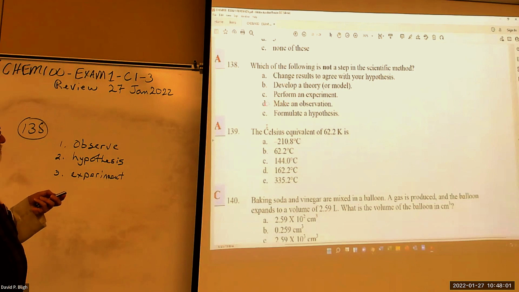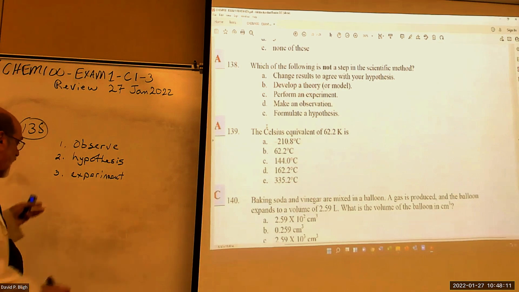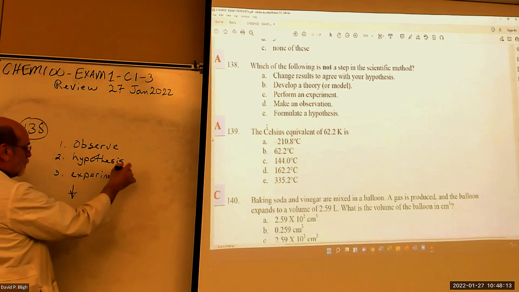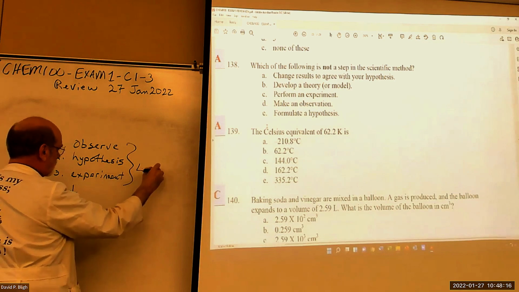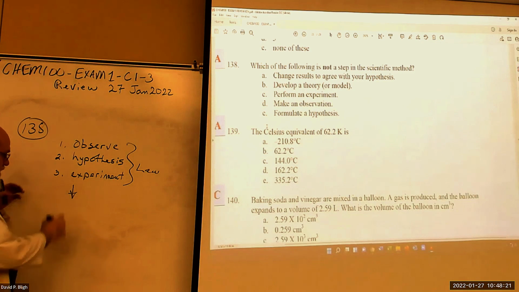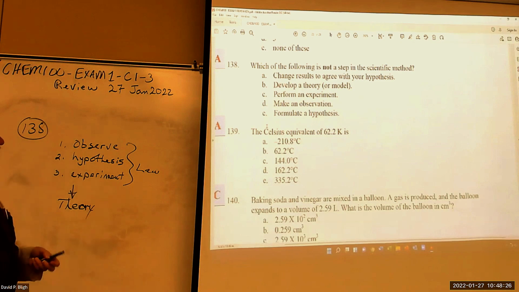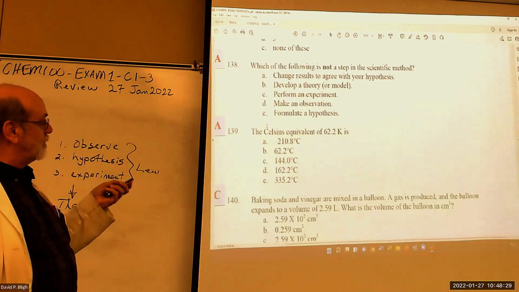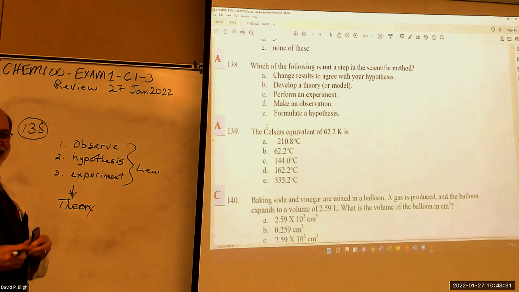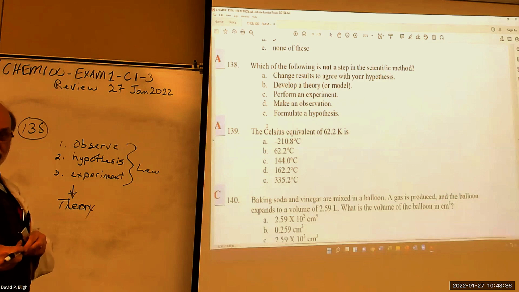Okay, so we got make an observation, formulate a hypothesis, perform an experiment, develop a theory, possibly. This will get you a law. But if you combine many experimental results, sometimes you can develop a theory. So the only one left is change the results to agree with your hypothesis. Believe it or not, some scientists do that. And when they're caught, their career is over.